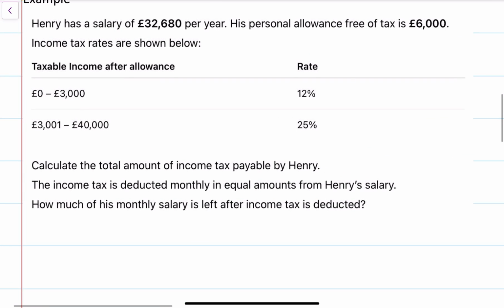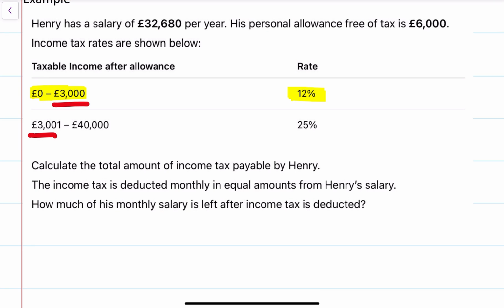We've got Henry. Henry has a salary of £32,680 per year. His personal allowance free of tax is £6,000. Income tax rates are shown below. So this is after your taxable. So 0 to 3,000 is you're taxed at 12% in this situation. And what this means, and this really confuses people, is that it just means really anything above this amount.